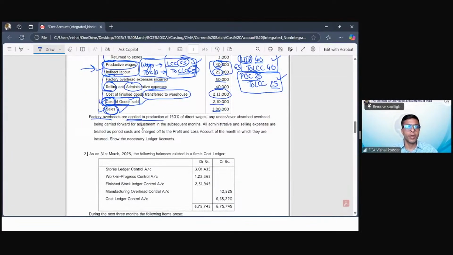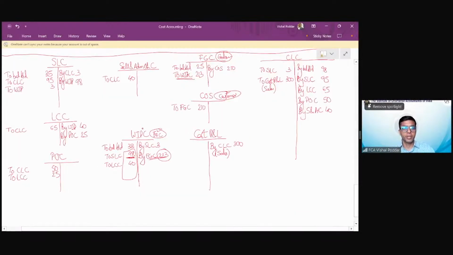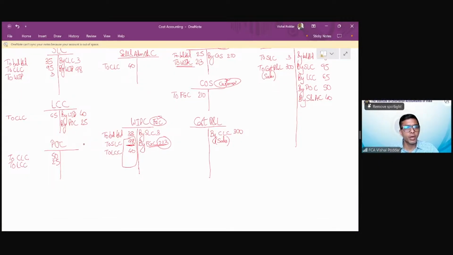And students, now factory overheads are applied. Applied means charged to the production at 150% of wages. Now I have to charge the factory overheads using the ORR. ORR is given as 150% of wages. Direct wages was 40. So I have to take 150%, which will be 60. And this I will charge to the WIP account, that is the factory account, 60.